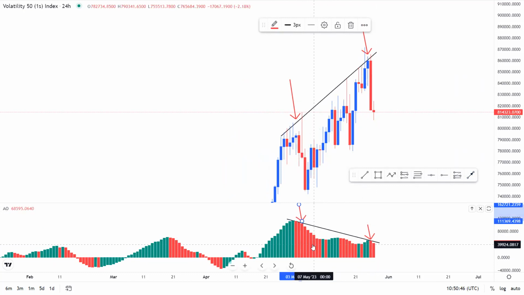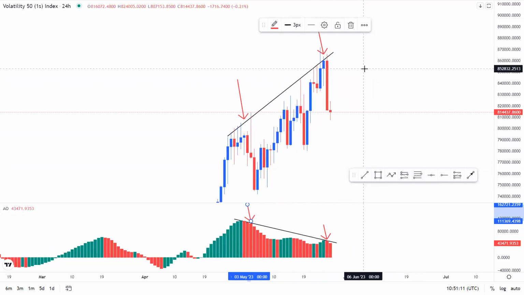As opposed to what we saw on the Boom 300 index, this is a bearish divergence, telling us that the market is overbought, is at an overbought price, and then a sell-off or a trend reversal is imminent.